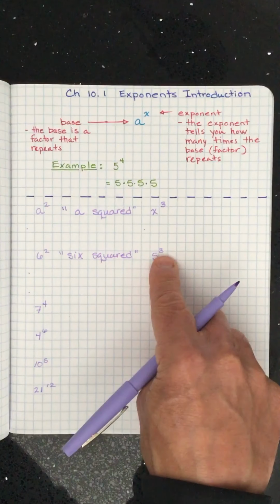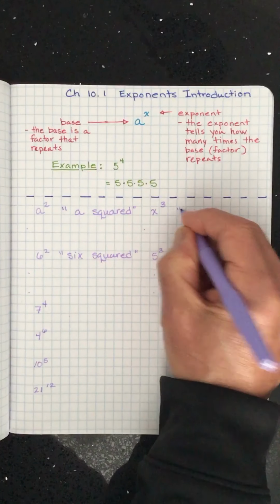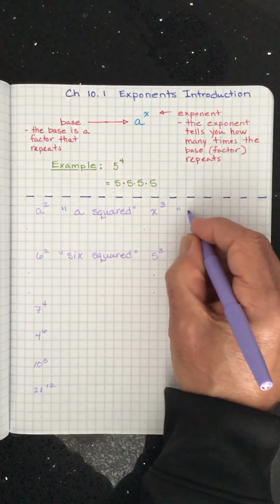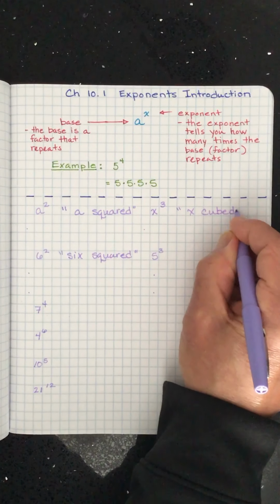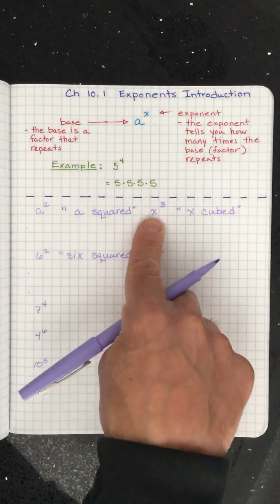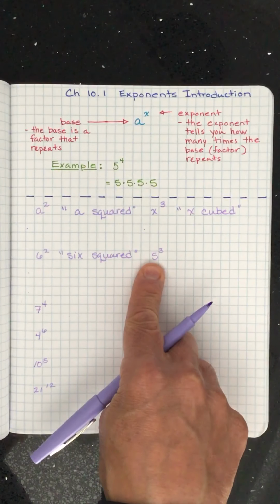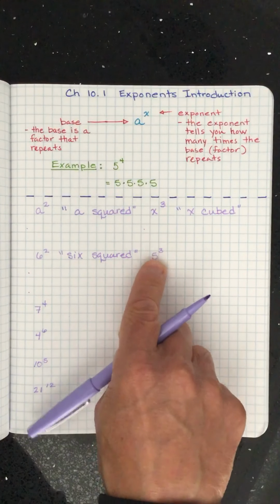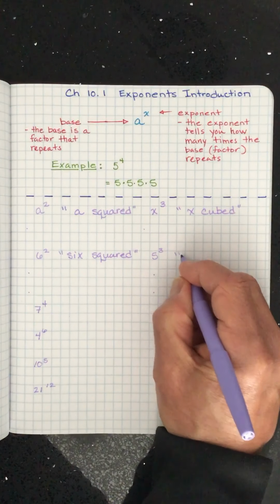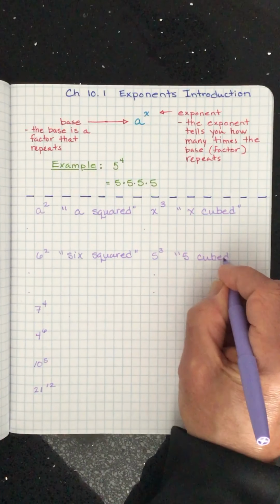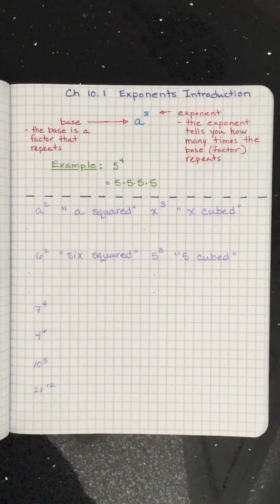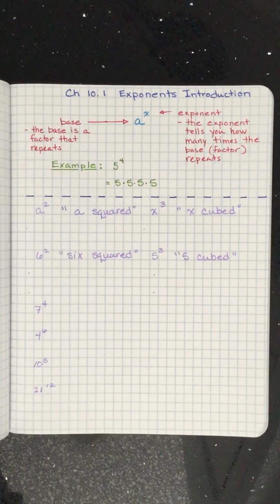Now, when the exponent is 3, we use a specific word there. This is going to be x cubed. So now let's take it and put a number in for the base. So this now is going to be 5 cubed. Please remember, this is a video, so feel free to pause at any time you need to.